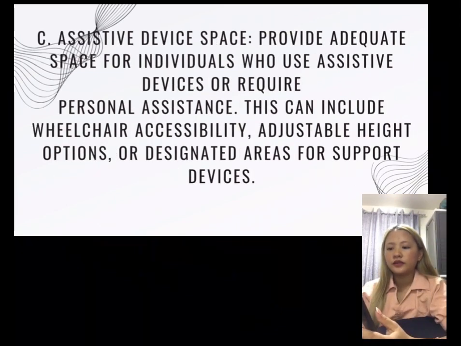So the last one is assistive device space. Provide adequate space for individuals who use assistive devices or require personal assistance. This can include wheelchair accessibility, adjustable height options, or designated areas for support devices.